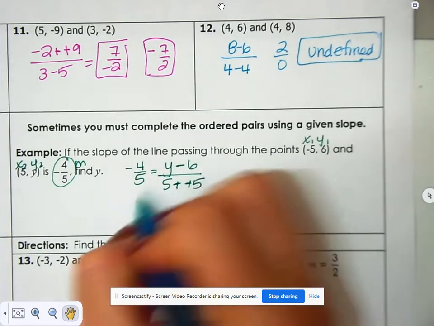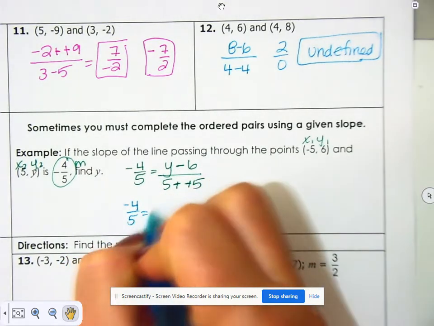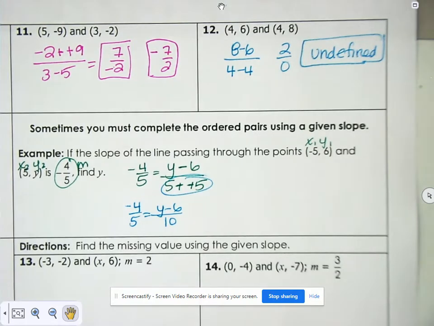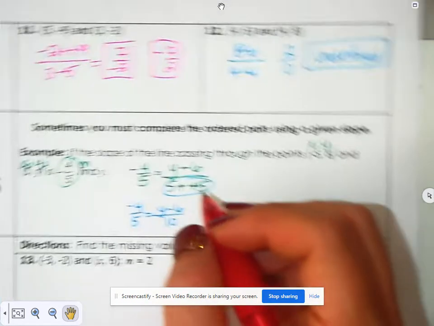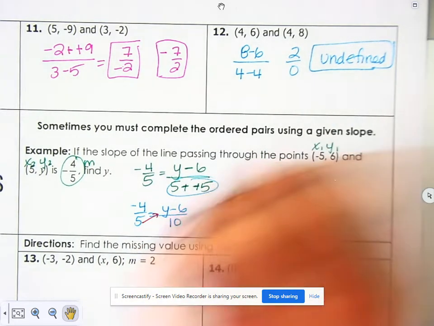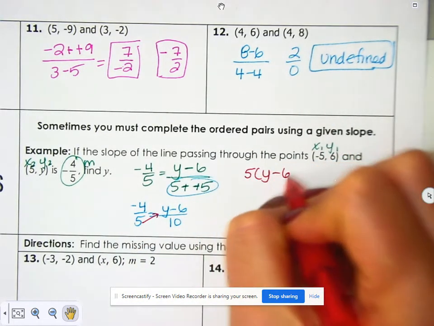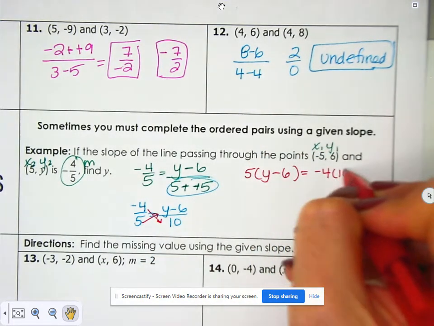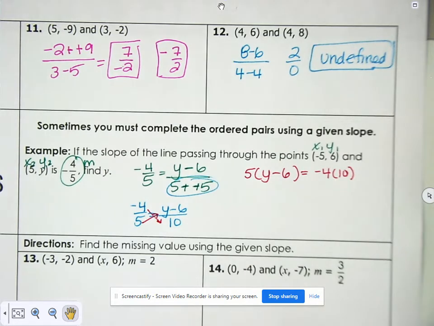Okay, so if I reduce this down, 5 plus 5 gives me 10. And now the way I'm going to solve this is I'm going to do something called cross multiplication. I'm going to put my letter first because I like my variable to be on the left. So I'm going to go 5 first. 5 times y minus 6 is going to equal negative 4 times 10.